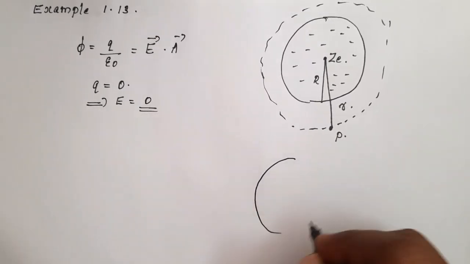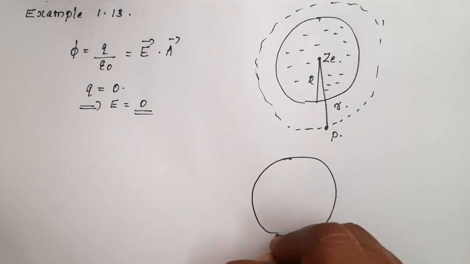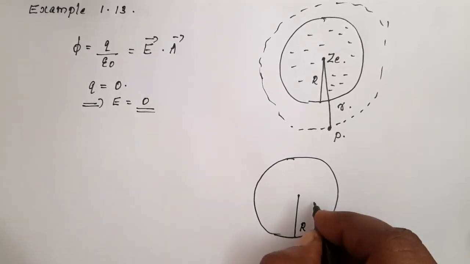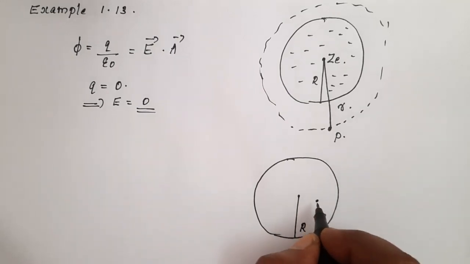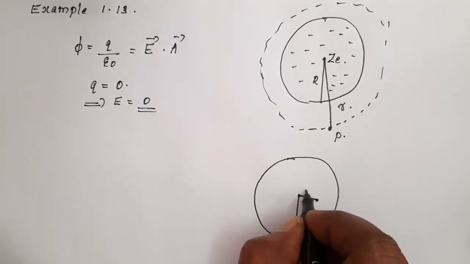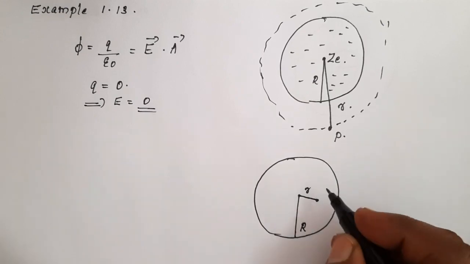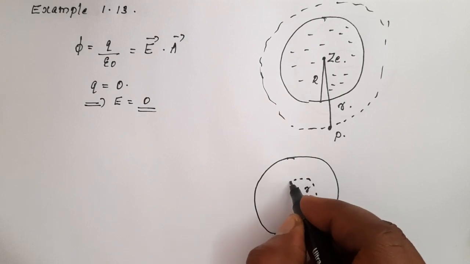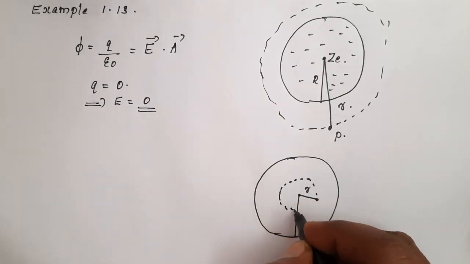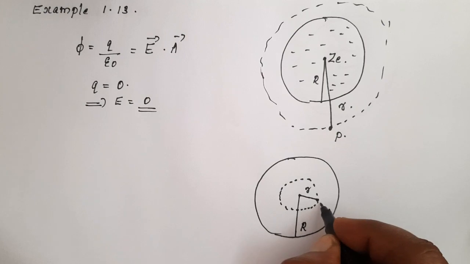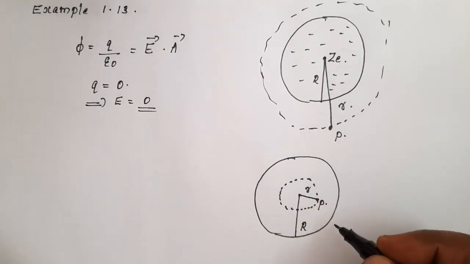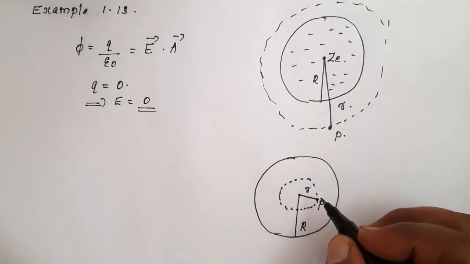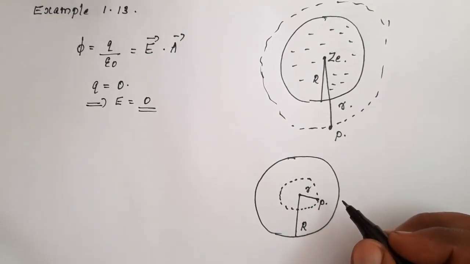Again I am drawing the diagram. This is the atom. The radius of the atom is R. Now, we consider a point P which lies inside, and the distance to that point P is small r. As we said earlier, you can assume a spherical Gaussian surface, keeping that P on the periphery of the Gaussian surface. Now with this Gaussian surface you can apply Gauss's law.